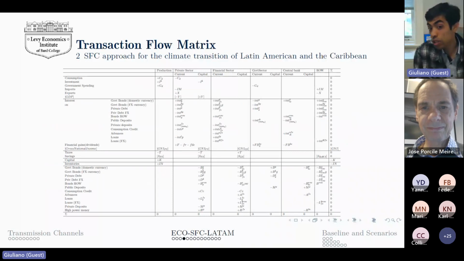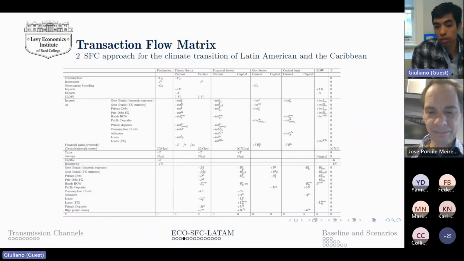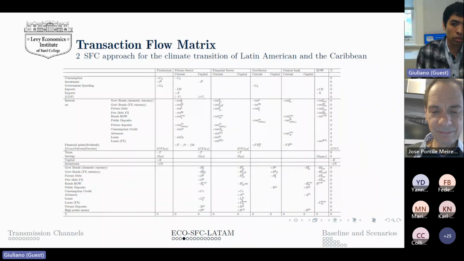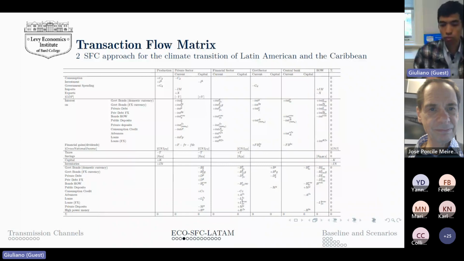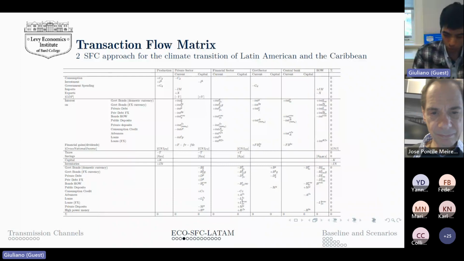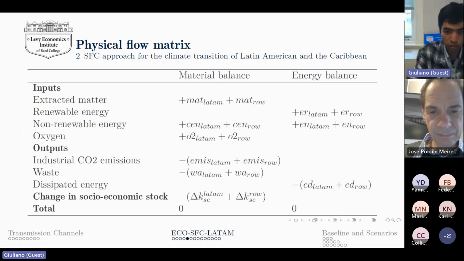So our model is mostly based on a macro open economy model, kind of traditional from the sort of the institutional sector side, with some addition from the side of the financial and asset and liability side, as you will see in a moment. So this will be the transaction flow matrix.